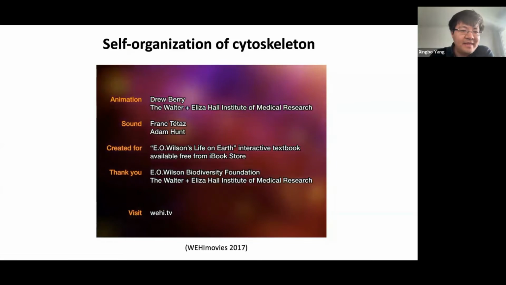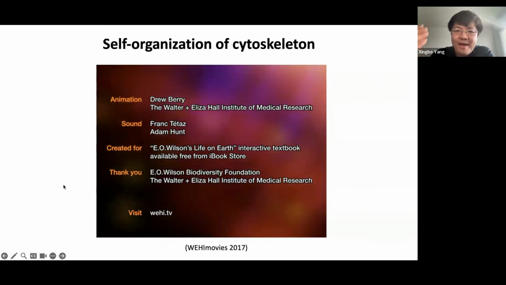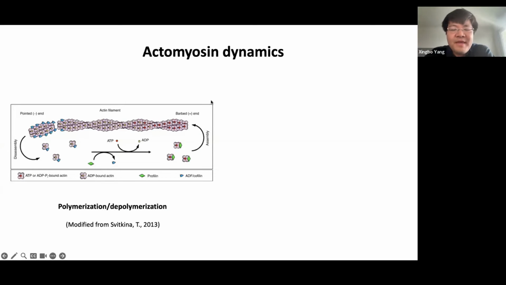So I think this nice short movie basically displays this highly dynamic self-organization of the cytoskeleton, in this particular case, actin filaments and microtubules inside of the cell. So here, let me zoom into a little bit about those components, right? For example, the actin or the actin-myosin network, and that is this filamentous system that plays an important role in cell motility.